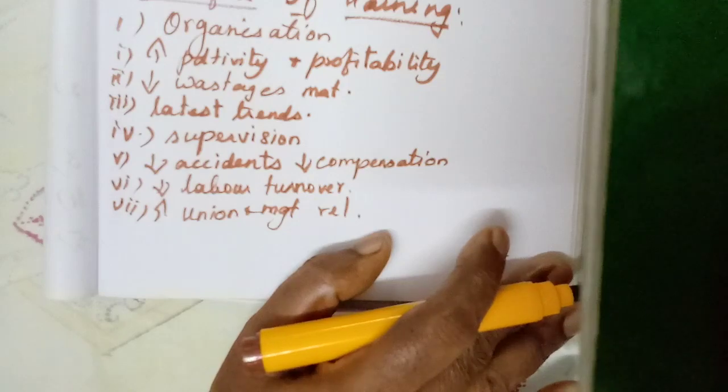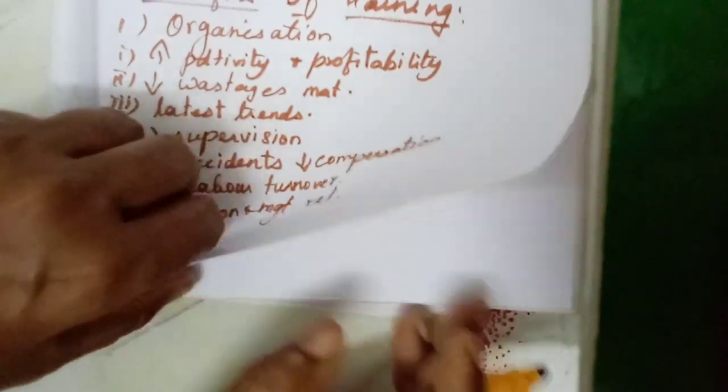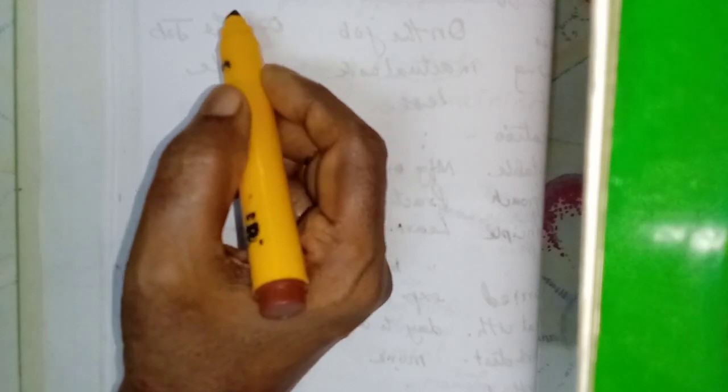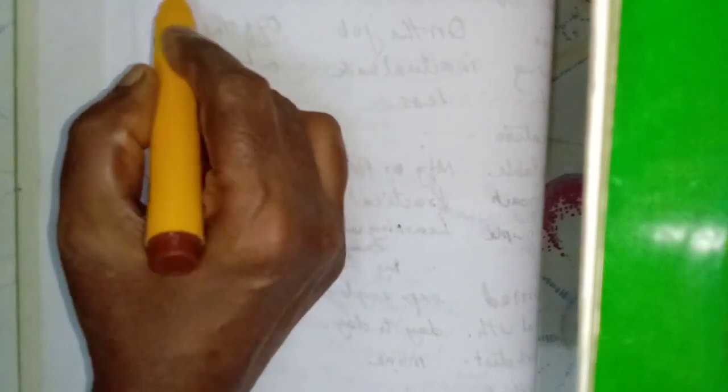Next one, we will learn the benefits to the employees. Benefits to employees. How does the training help the employees? The first point, which we also learned for the organization, is that they improve the skill of employees. That's the main thing.